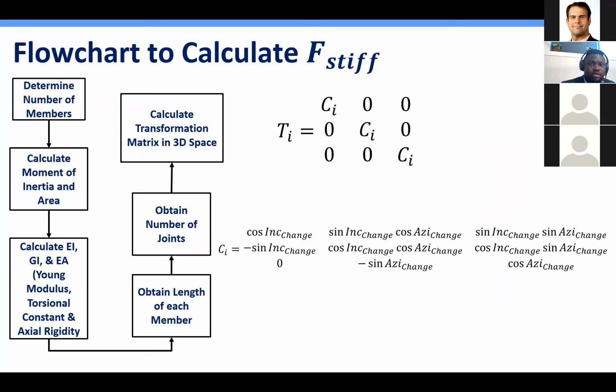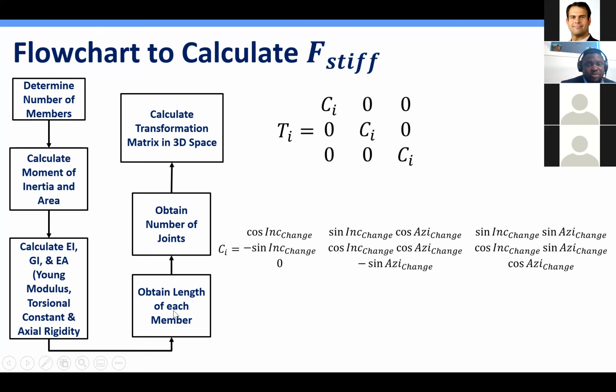To calculate that first stiffness, you determine the number of members, you calculate the moment of inertia and area. Moment of inertia is just 1/64 times the OD raised to the power 4 minus ID raised to the power 4, and then the area. And then you're calculating using your Young's modulus, so multiply the moment of inertia, calculating torsional constant and axial rigidity. And then you calculate your transformation matrix.